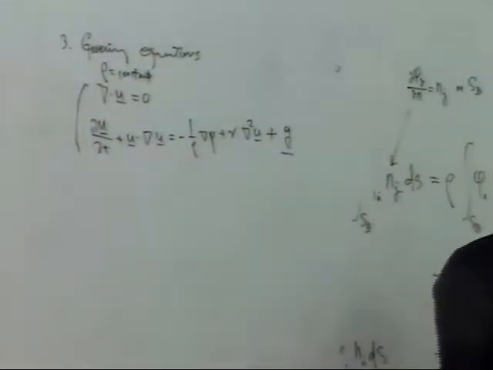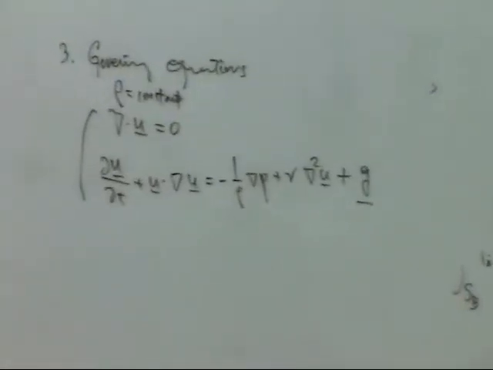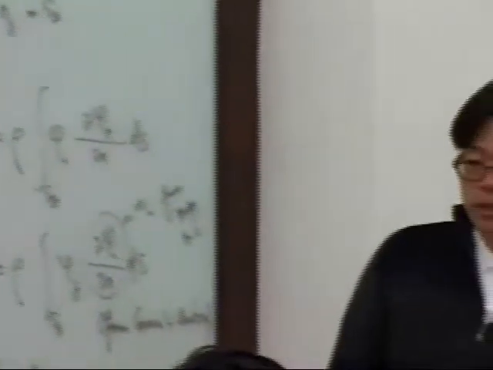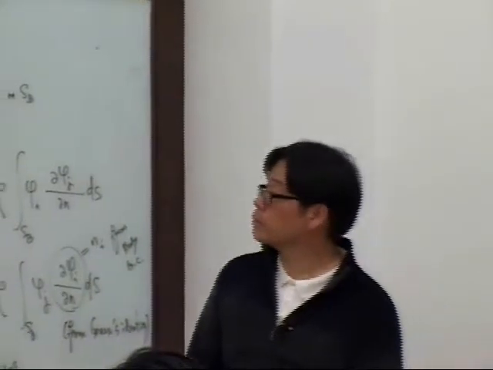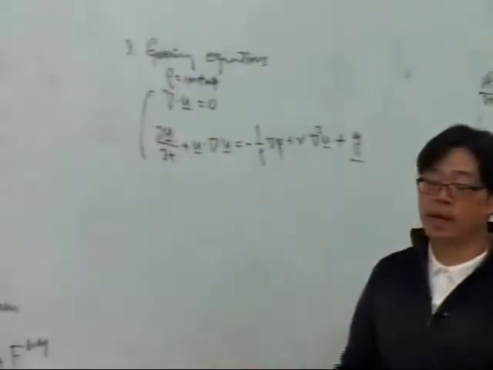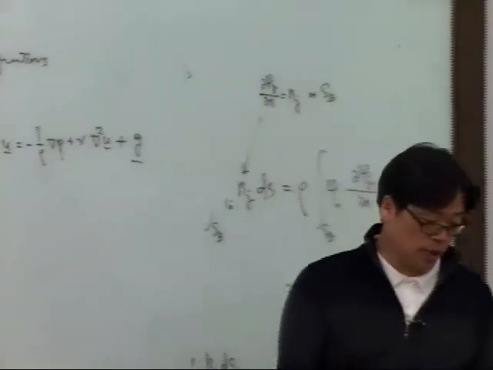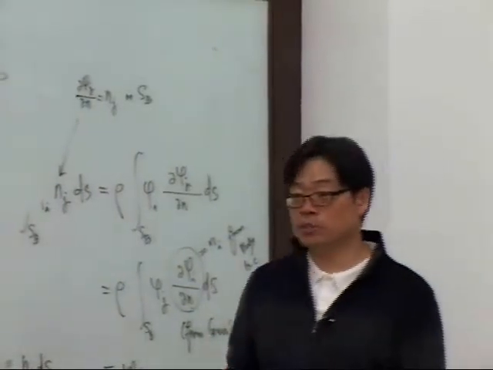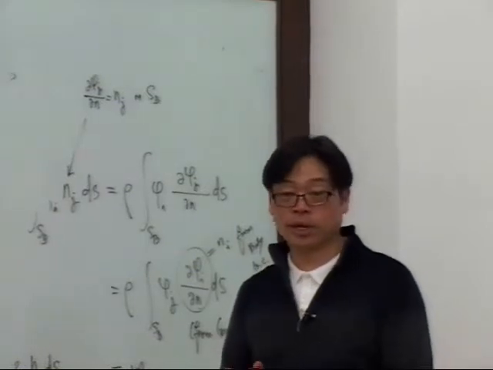Okay, so we have 4 equations for 4 unknowns: 3 velocity components and the pressure. And typically we have to impose boundary conditions, and whenever we have a rigid boundary, the boundary condition for velocity is the no-slip boundary condition. Okay.